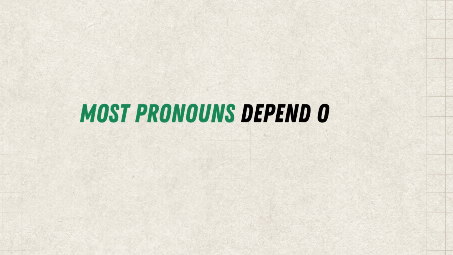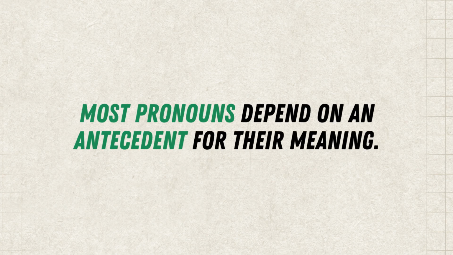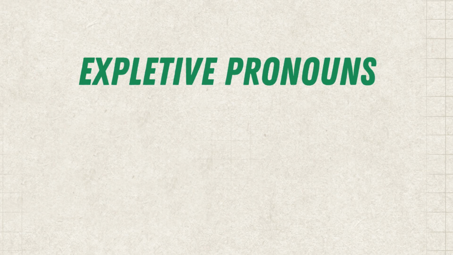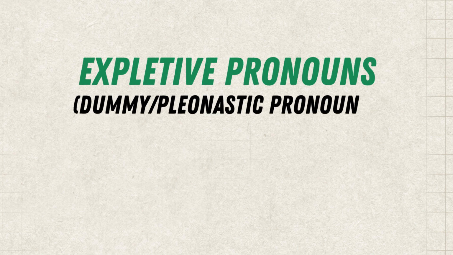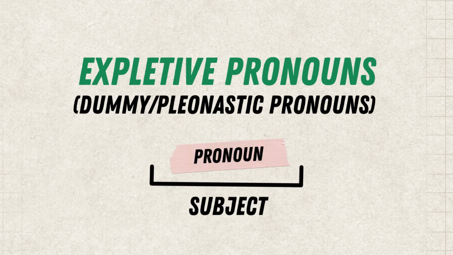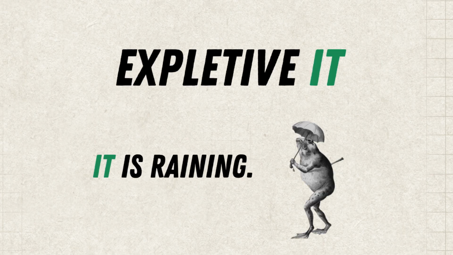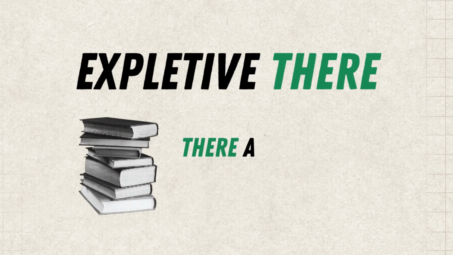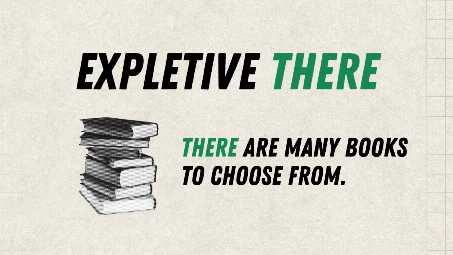Most pronouns depend on an antecedent for their meaning, but not all pronouns have one. Expletive pronouns, also called dummy or pleonastic pronouns, fill the subject position in a sentence without contributing any actual meaning. The two main expletives in English are expletive it, such as in it is raining, or it is a truth universally acknowledged, and expletive there, such as in there are many books to choose from.